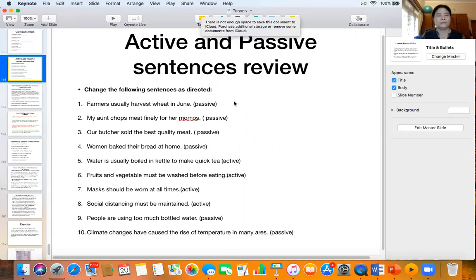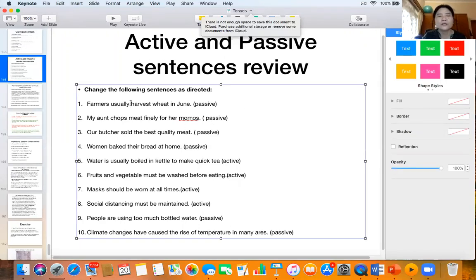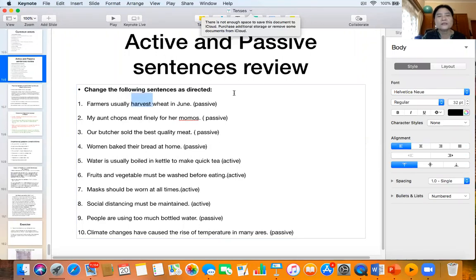Anybody? The wheat usually harvests in June. Wheat is usually harvested by farmers in June. Okay, now there's a problem with the verb that you're using. You have to use the third form of the verb. Harvested. Participle. It is harvested. That's good. Be very careful with this because this is a very common mistake. The third form of this is harvested.